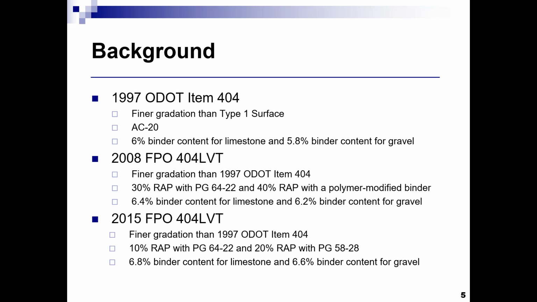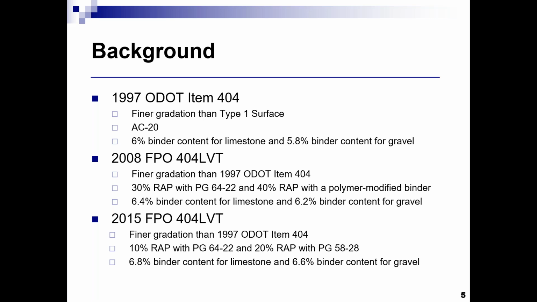The component for the low traffic was picked up, modified, and reintroduced by Flexible Pavements of Ohio and the asphalt industry in 2008 as 404 LVT, which is a recipe mix that had finer gradation than the old item 404 mix. It contained 30% RAP with PG64-22, 40% RAP with a polymer modified asphalt binder. The asphalt binder content was 6.4 when using limestone aggregates and 6.2 when using gravel aggregates. So you can see that it allowed for using a high percentage of RAP, and also allowed for using a polymer modified asphalt binder, which is a stiffer asphalt binder.